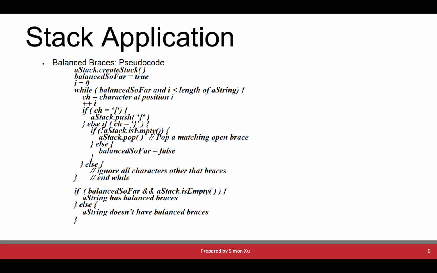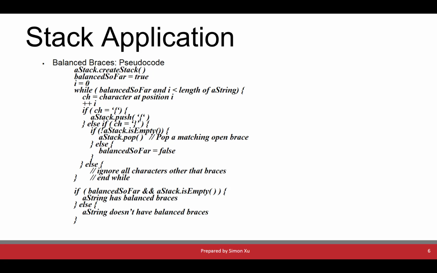If the character is an open bracket, we push it onto the stack. If the character is a closing bracket, we try to pop one from the stack to match the closing bracket. Otherwise, we just set balanced so far equal to false. For any other characters, we just ignore them. We keep looping until balanced so far equals false, we get out of the while loop, or we reach the end of the string.